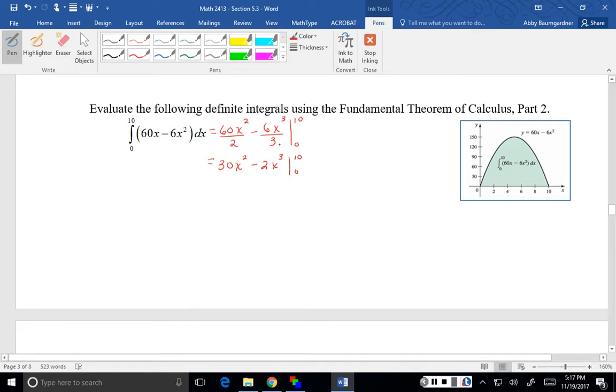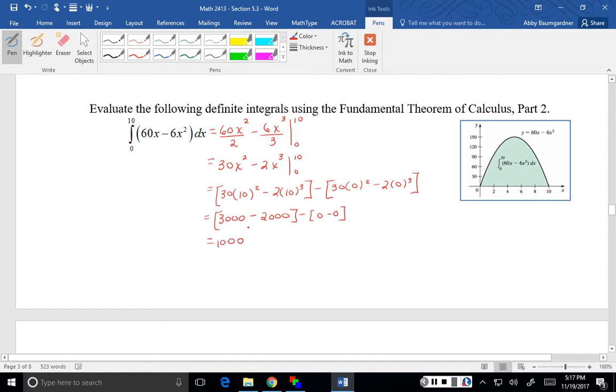All right, so here we would plug the 10 into this problem. You always plug the top number in first, and then you plug the bottom number in, the bottom bound, and subtract those answers. Let's see, 10 squared is 100 times 30 is 3,000. 10 cubed is 1,000 times 2 is 2,000. So you get 1,000 here.